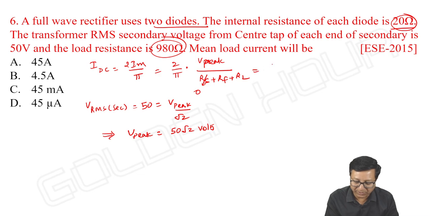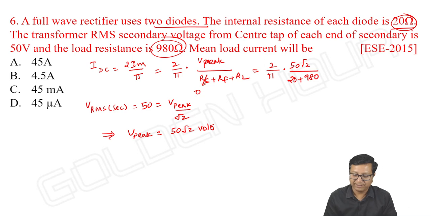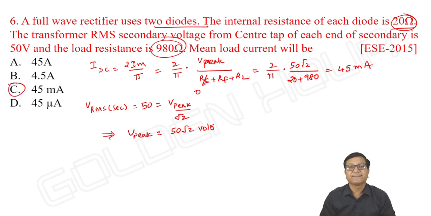Now coming to this, it is 2 by pi into 50 root 2 divided by RF 20 plus RL 980. So how much do we get? Root 2 by 0.1 pi. If you calculate it, you get 45 milliamperes approximately. Option C is correct.